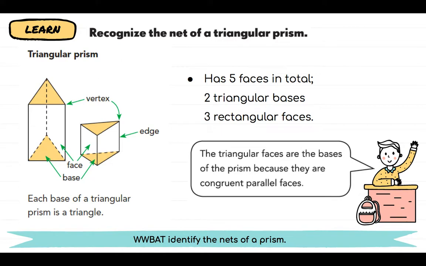Next one is a triangular prism, and we learned yesterday that it is different from the other two. It has 5 faces in total. They have 2 triangular bases and 3 rectangular faces. So the triangular faces are the bases of the prism because they are congruent parallel faces. Congruent means identical. So as you can see, the 2 identical faces are the bases of a solid.